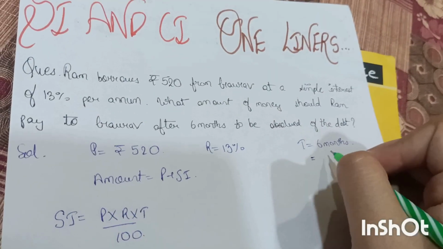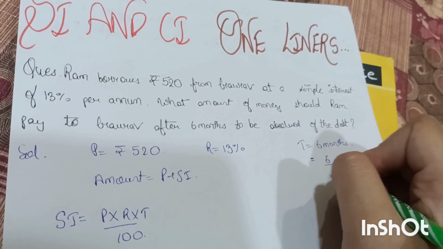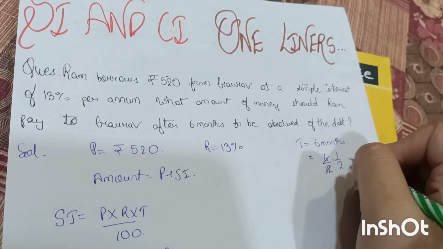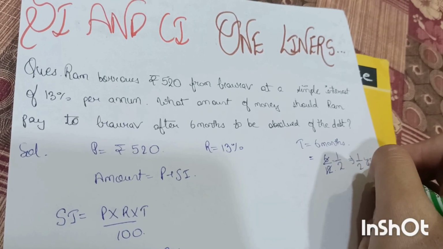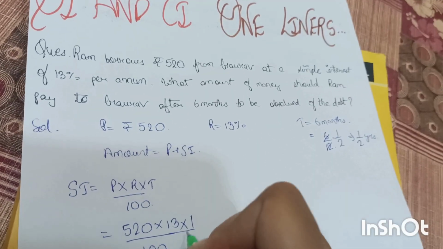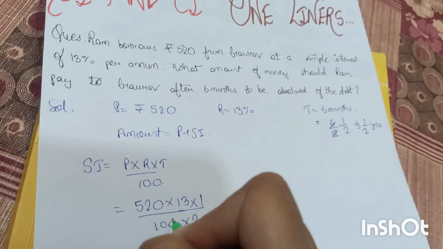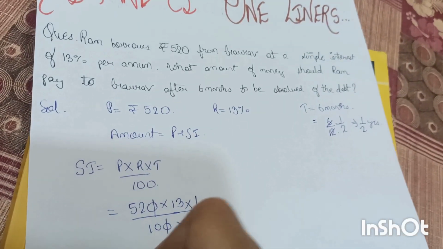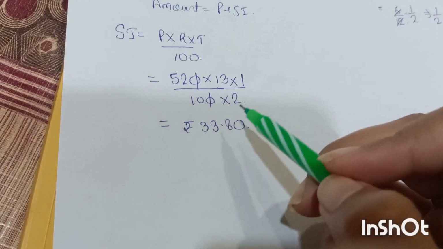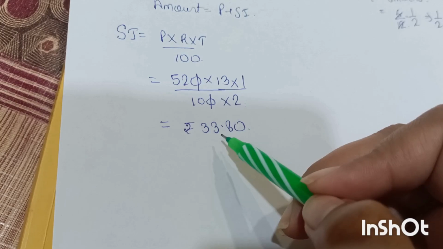If we have to convert it to years, it will become 6 upon 12, so it will become 1 upon 2 years. So over here you can write 1 upon 2. You can solve it out. After solving it out, you will get the value as rupees 33.80.